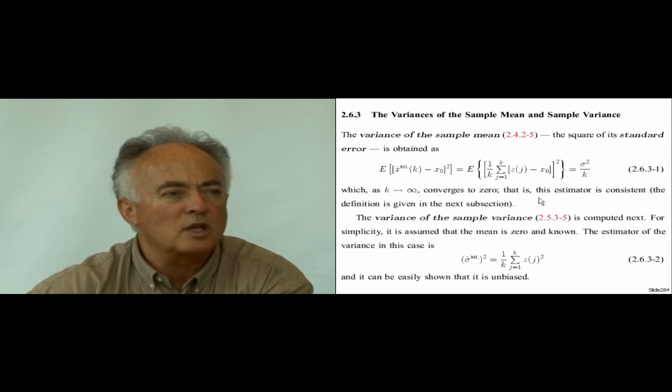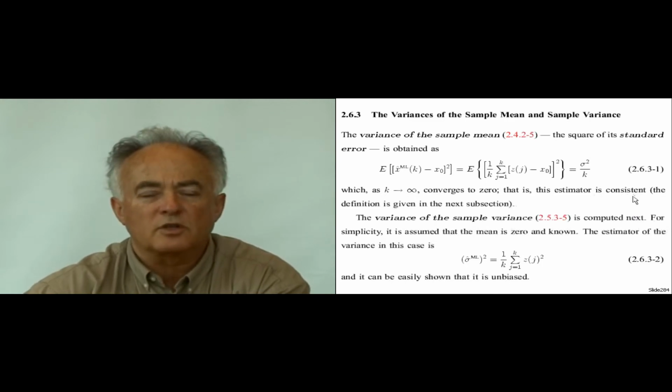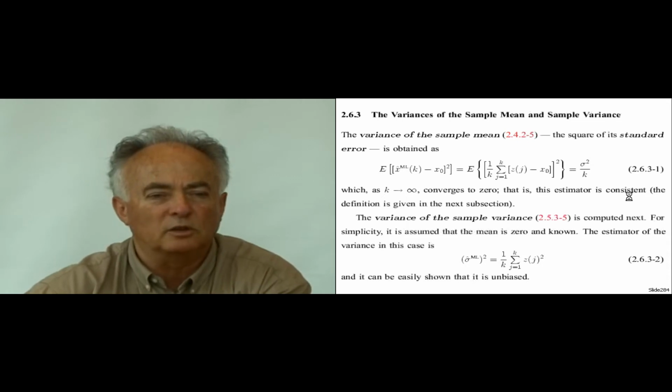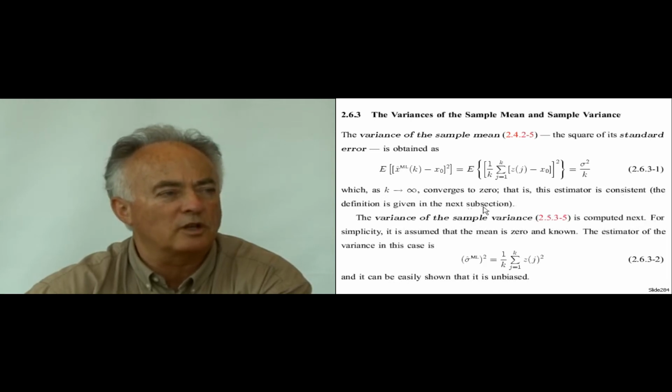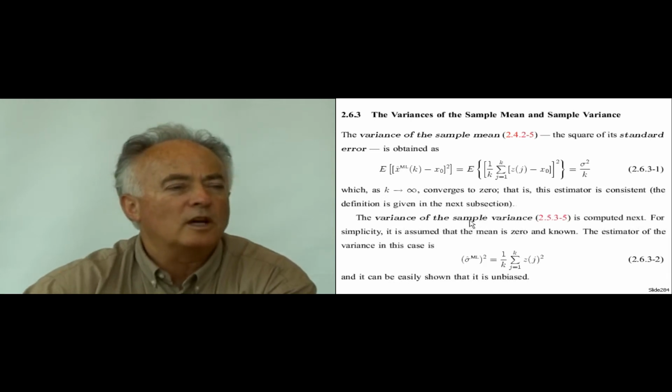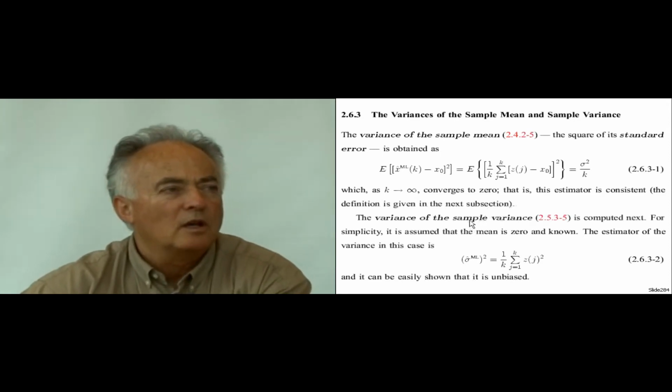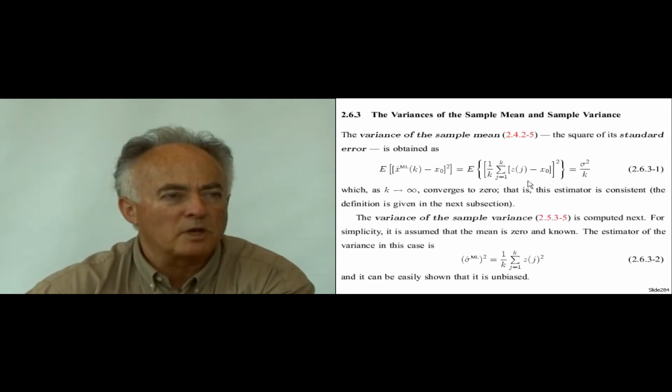First observation is, as k goes to infinity, it converges to 0. This, as we'll see, is a property that is called consistency, that the error goes to 0, in this case the mean square error, and consequently our estimator will converge. The value it puts out will converge to the true value, and we'll discuss this in more detail later.